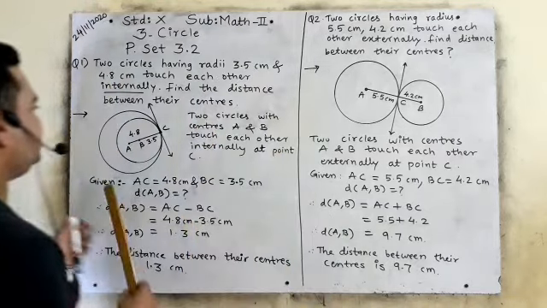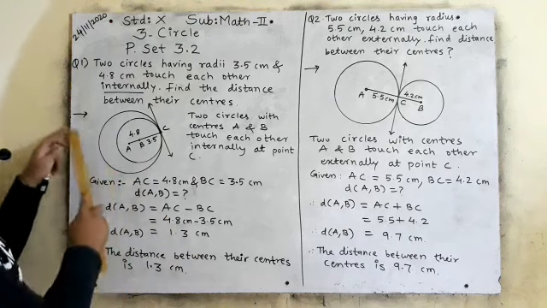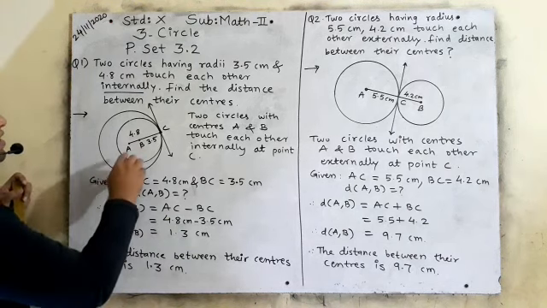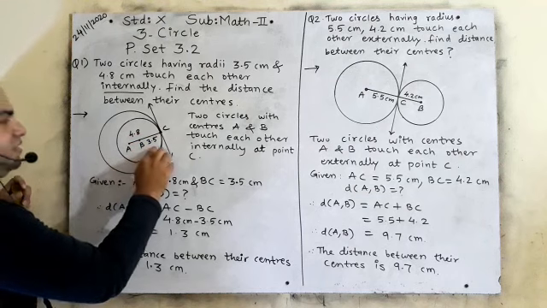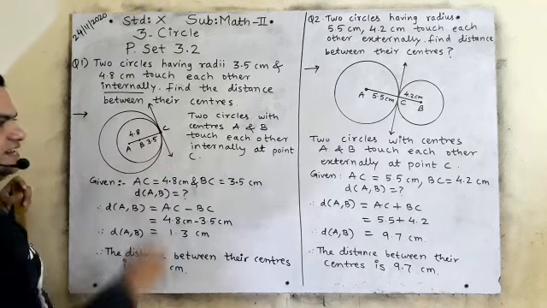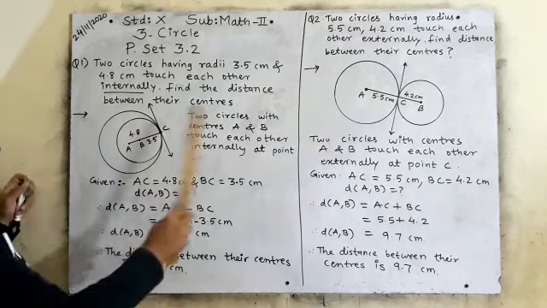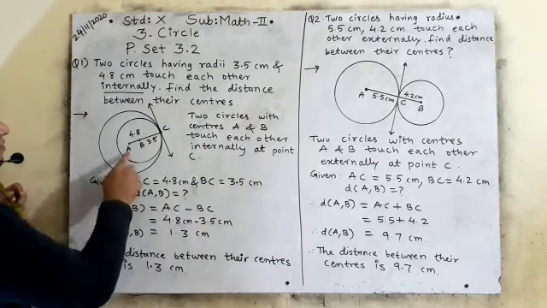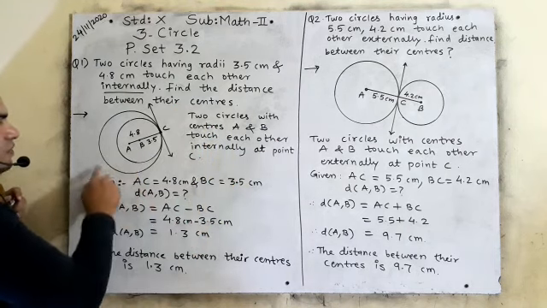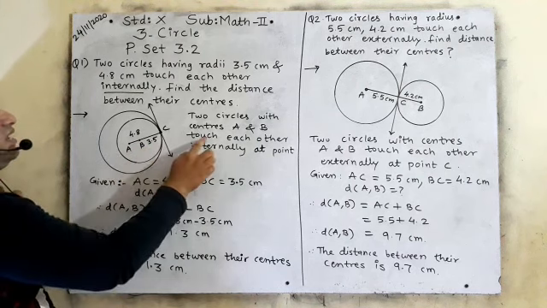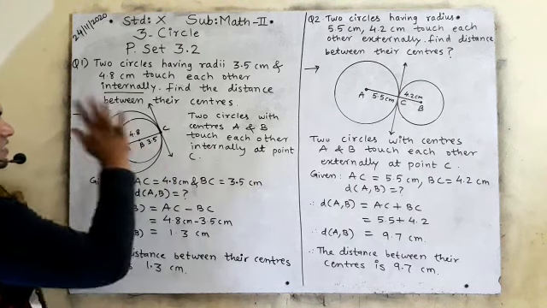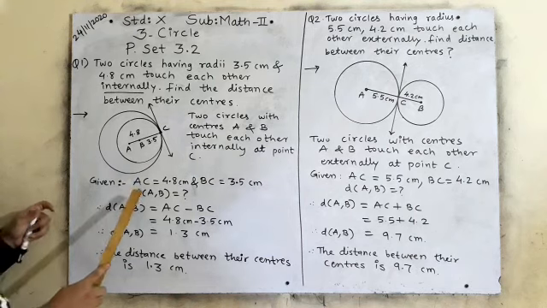See how I will write the solution. I will draw a rough figure. The bigger radius is 4.8, the smaller radius is 3.5, and the point of contact is C. Now I will write two circles with centers A and B. A is the center of the bigger circle, B is the center of the smaller circle. They touch each other internally at point C. Clear?